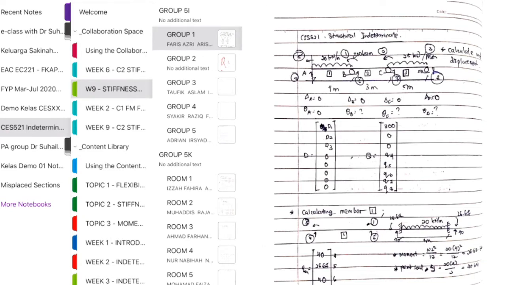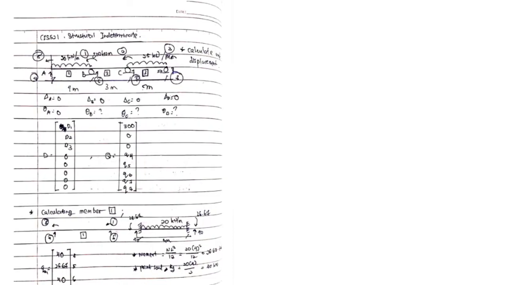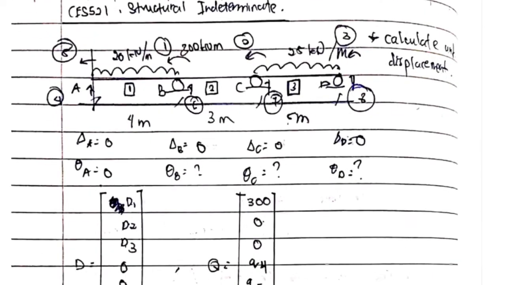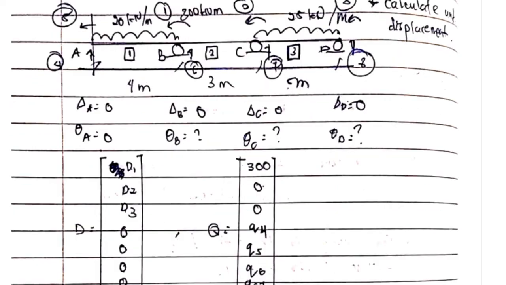Okay, let's look at this. The question is to calculate the unknown displacement, or in this case the unknown rotation, because this is a beam at roller support. There is a rotation. So let's check one by one. Okay, so D1, D2, D3, this is correct. And for Q, we must put position 1, 2, 3, we must put values.